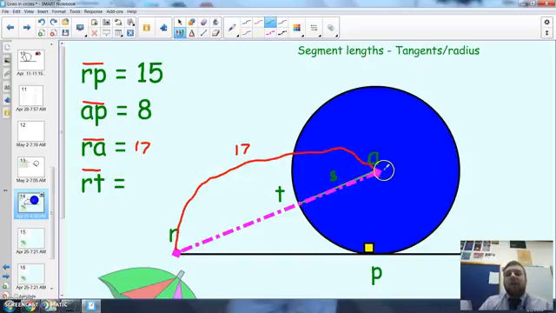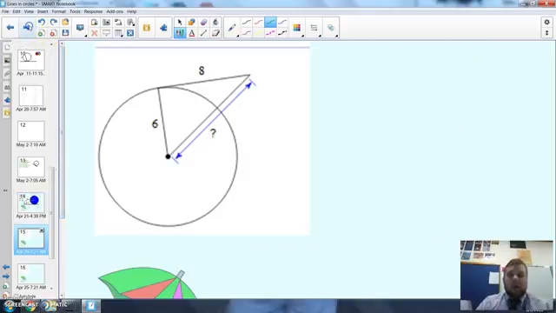So, I'm going to go 17 minus this 8. So 17 minus that 8, and I got 9. So would you believe that 9 and 8 gives me 17? So RT is 9. Perfecto. Alright, we got to cruise.